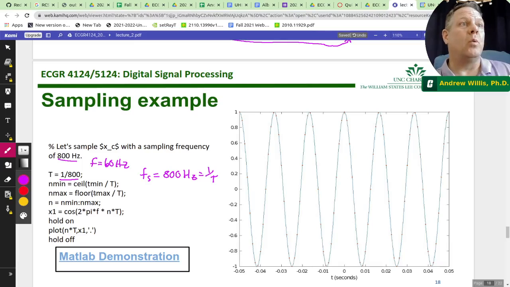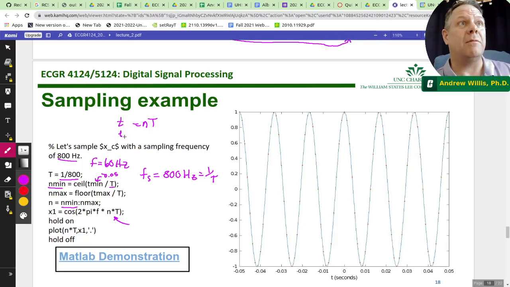And then what we're doing there is plugging in n times capital T. Now n goes from some index t min divided by capital T to t max divided by capital T. So we're calculating the smallest value of n that corresponds to when t min is equal to 0.5 minus 0.05. We divide that by capital T and we'll get the corresponding index of n, because remember we have this relationship, t is equal to nT.